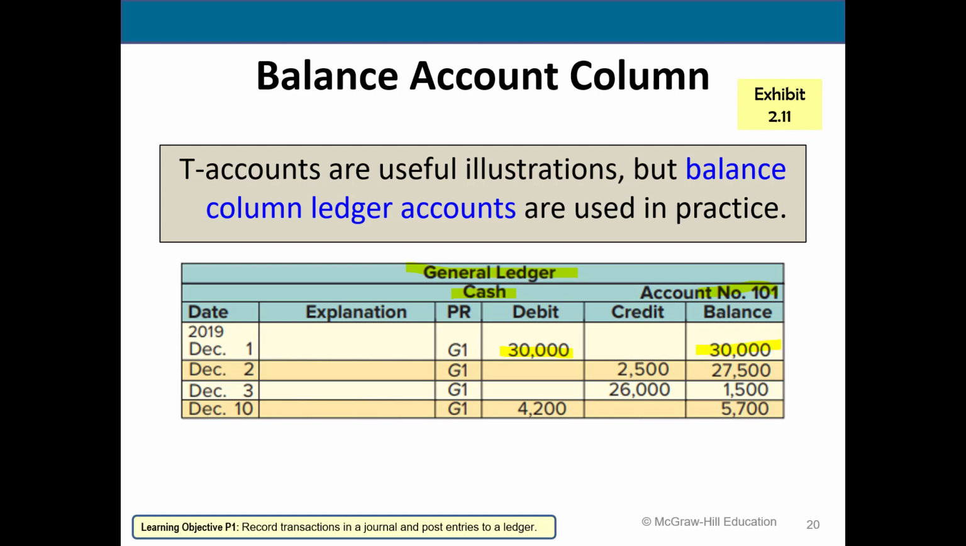The next entry, credited cash, $2,500. So now to get the balance, we take $30,000 minus $2,500 to get $27,500, which brings our balance down to $1,500. And then on December 10th, we had a transaction that increased cash $4,200. So now the new balance is $1,500 plus $4,200, which comes to $5,700.